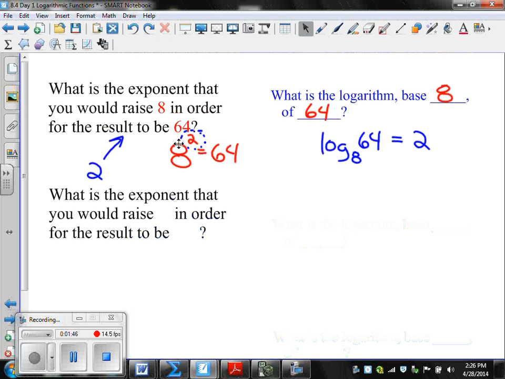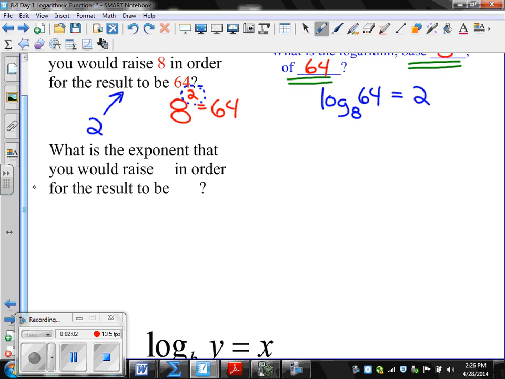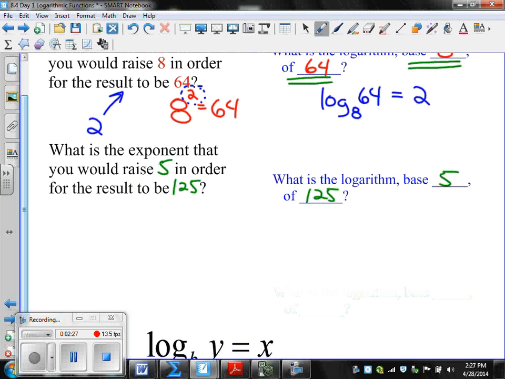Let's look at another one of these. What is the exponent that you would raise 5 to in order for the result to be 125? Hopefully you know that 5 cubed is 125, but again, that's not the important part. Let's look at this in logarithmic notation. What is the logarithm base 5 of 125? What is the exponent that, when your base is 5, gives a result of 125? I'm going to write that as log of 125 base 5, and this equals 3.